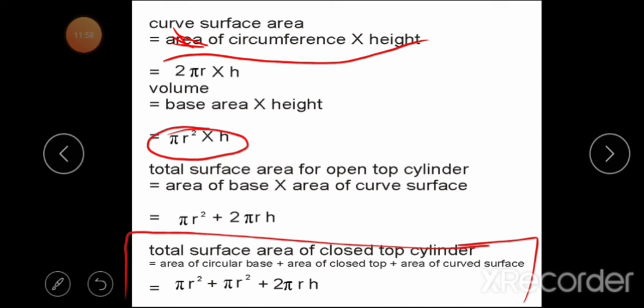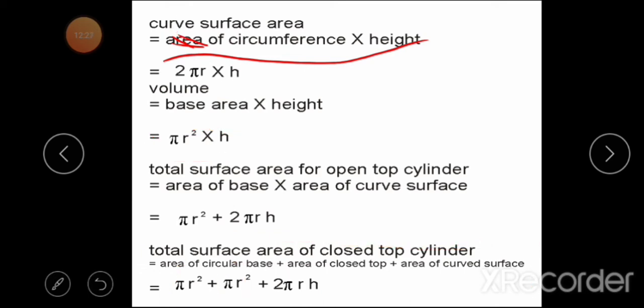It's the area of the circular base plus the area of the closed top plus the area of the curved surface. So these are the properties of a cylinder. The curved surface area is 2 pi r h. The volume of a cylinder is pi r square, which is the area of the circular base, times the height.